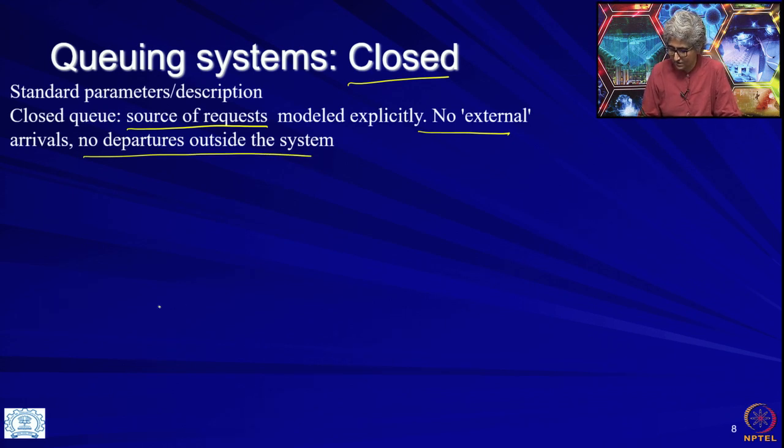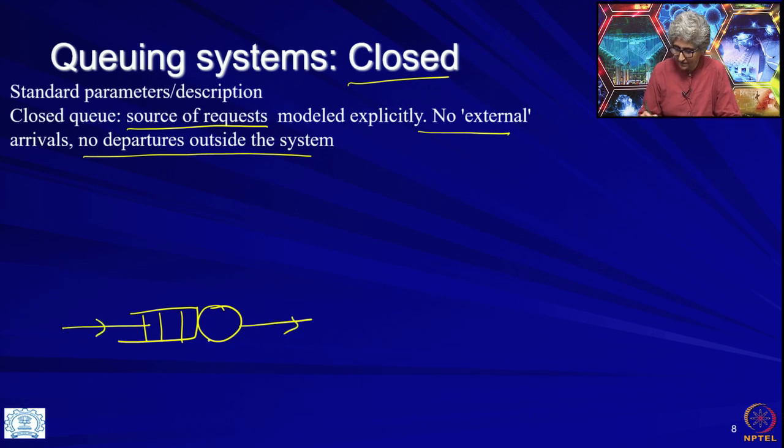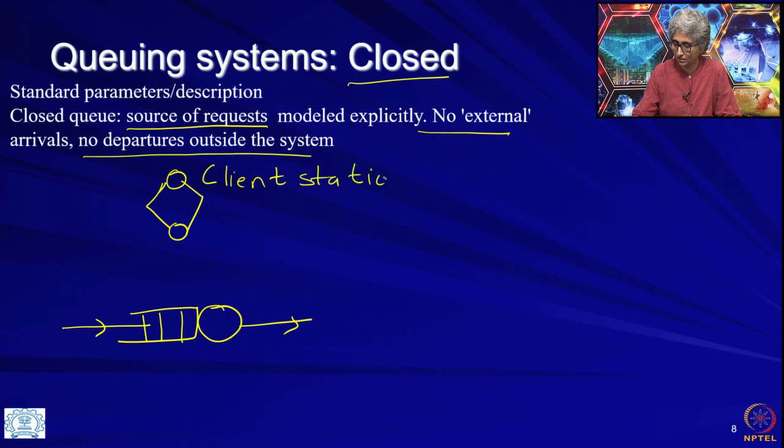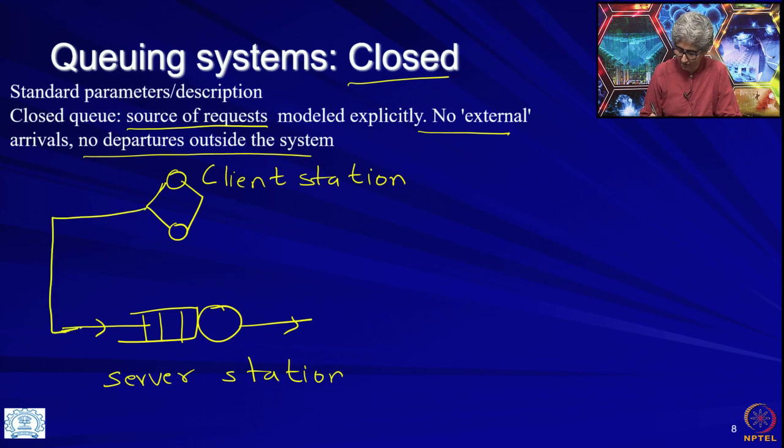So the way we draw these typically, again I will just show, let us say a single server here, the server part is the same. There are arrivals, there are departures, but these arrivals are now coming from another place which we call the client station. We can also call this the server station. And these are actually coming from here, and after the service they are going back here.